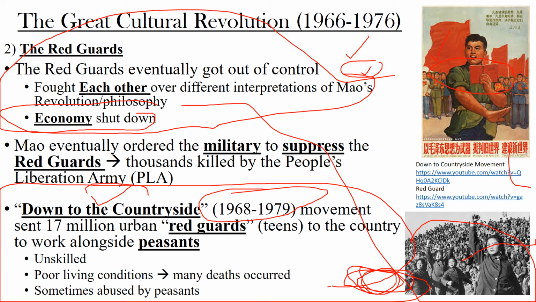And what they did is they rounded up these Red Guards and they sent 17 million of them to the country. This is a forced migration. They were not allowed to come back. And they had to work alongside the peasants in the fields. And again, these are city kids. These are not kids used to working in the fields. They were relatively unskilled. The peasants who took on these helpers, they weren't happy.